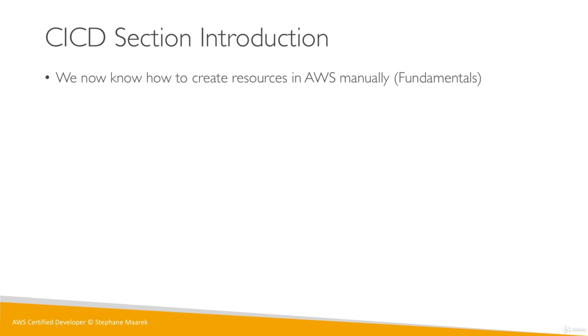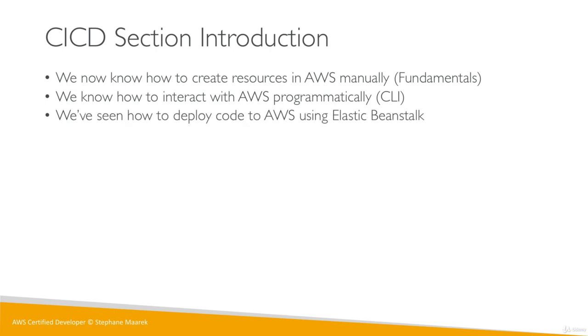Well, we know how to create the resources in AWS manually. We've done this in the fundamentals. We've created everything. And we know how to interact now with AWS programmatically as well. We know how to use the CLI, and that's a little bit better, right? And we've seen how we can use Elastic Beanstalk to basically bring all these things together so we have less manual work to do. But still, when we deploy to Beanstalk, even if we could use a CLI, there was still a lot of manual steps.